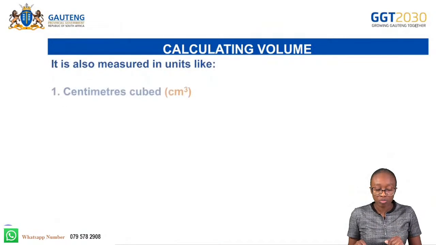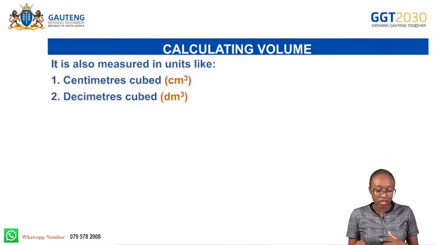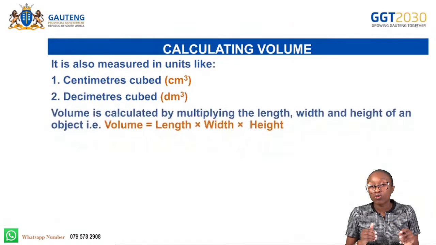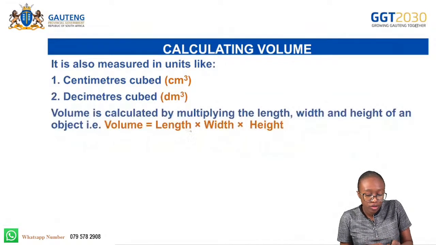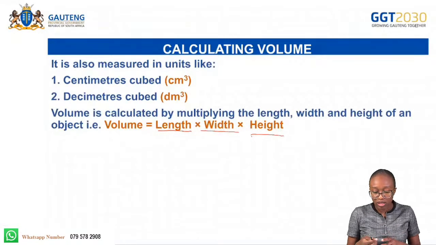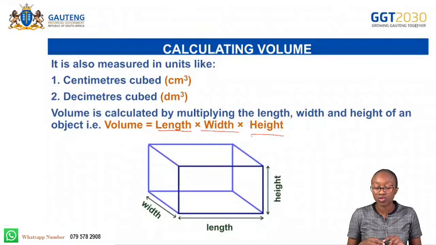All right. Now, there are other ways of calculating volume as well. Volume is also measured in units such as cubic centimeters and decimeters cubed. We can also calculate it by measuring, especially if we are dealing with cubes and rectangular prisms. So how do we measure the volume of a cube or a rectangular prism? We say length times width times height. So you multiply the length, the width, and the height of the object.